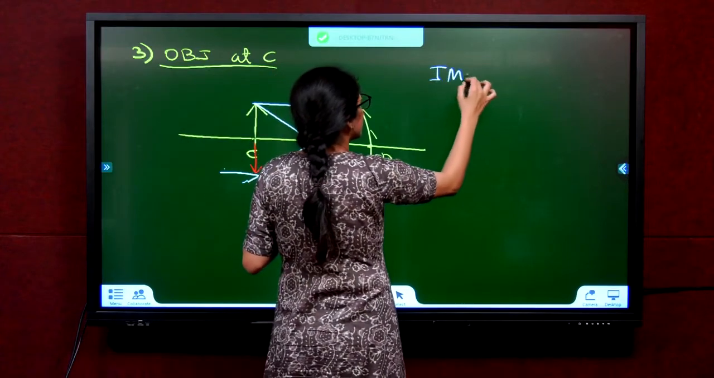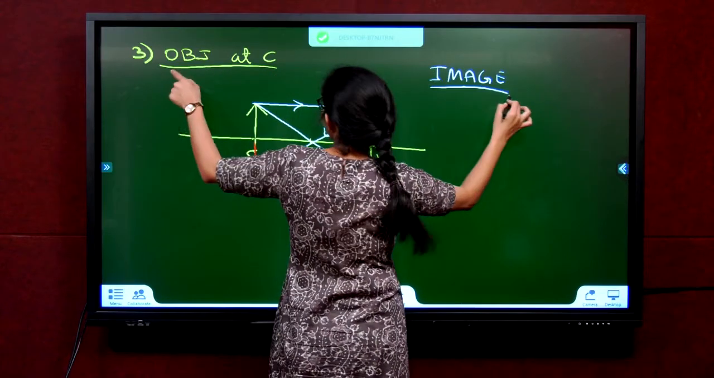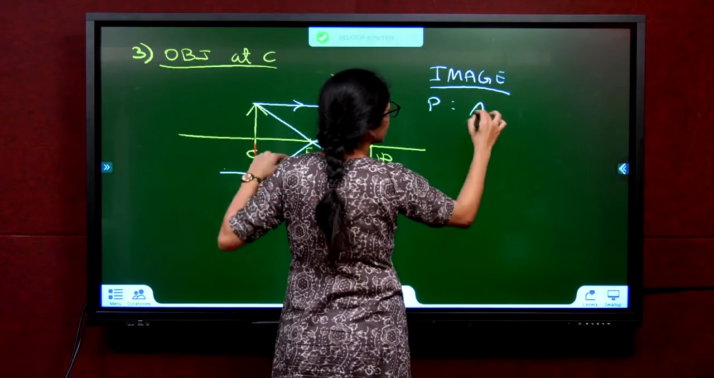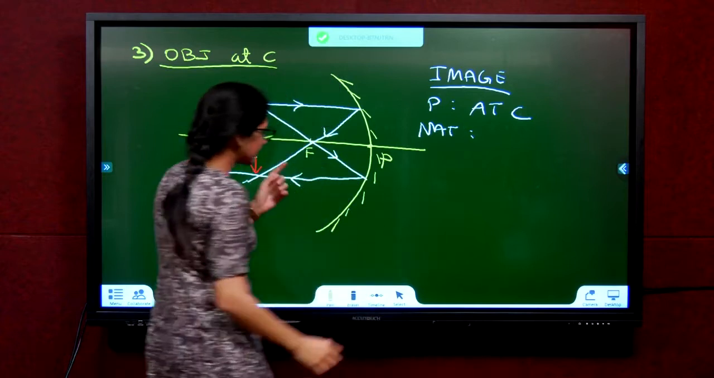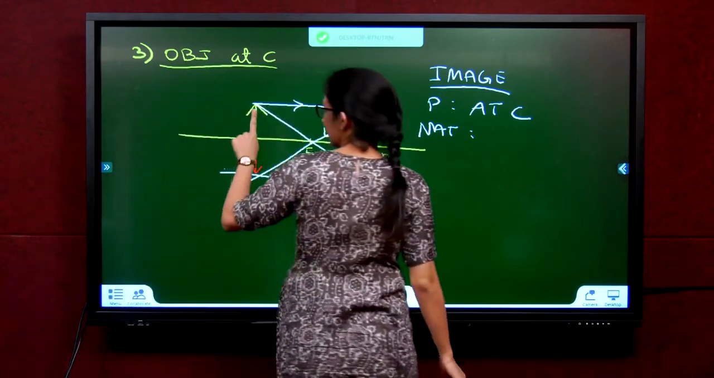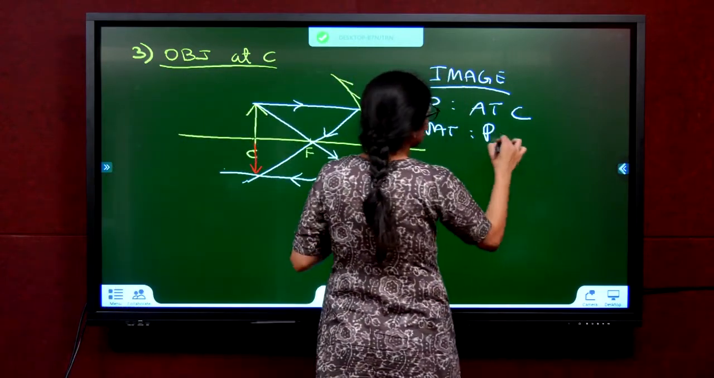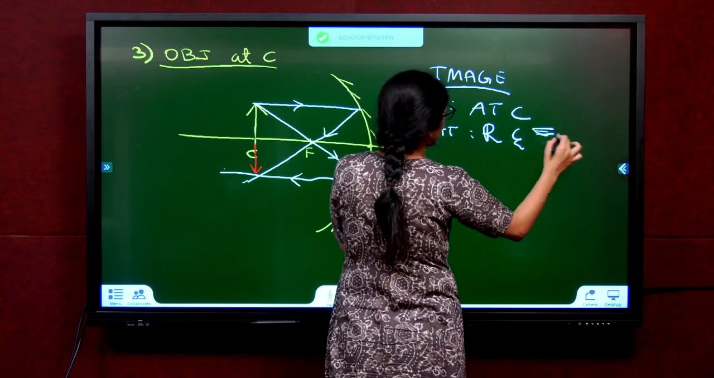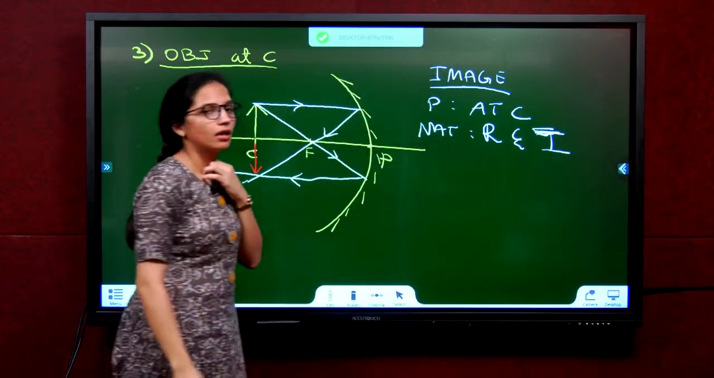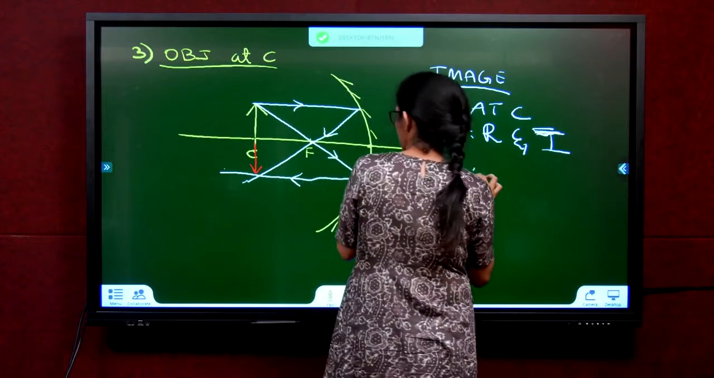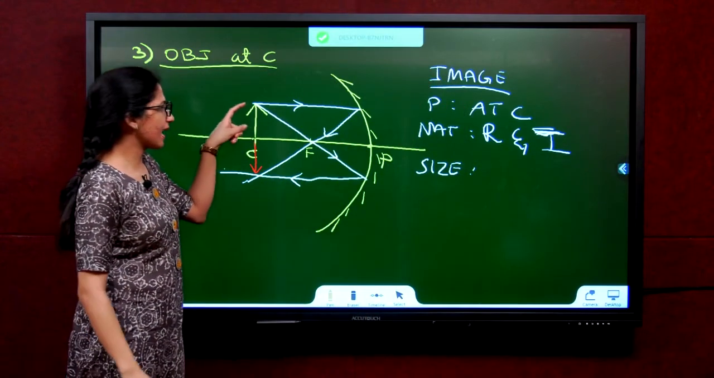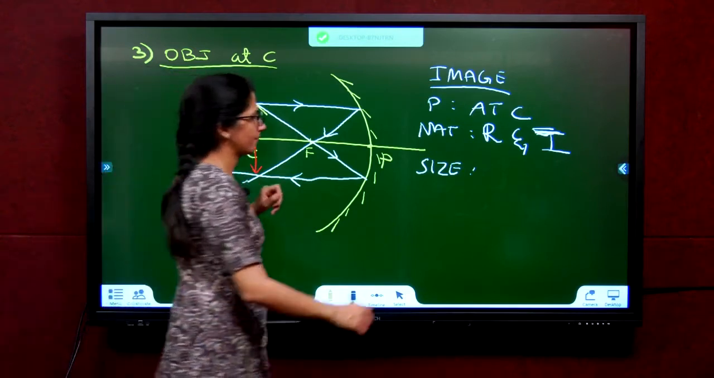The image position. Object is placed at C. Image position is also at C. Nature. It is real and inverted. See, it's ulta. So real and inverted, write in words. Next, third case, size. You will find that the size is exactly the same.